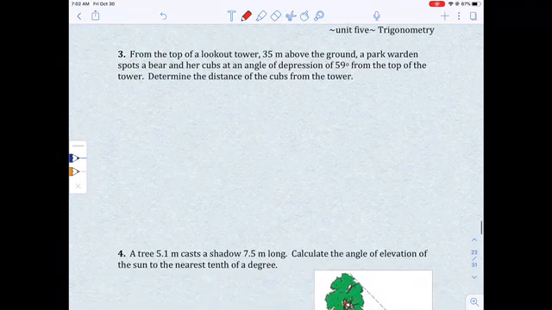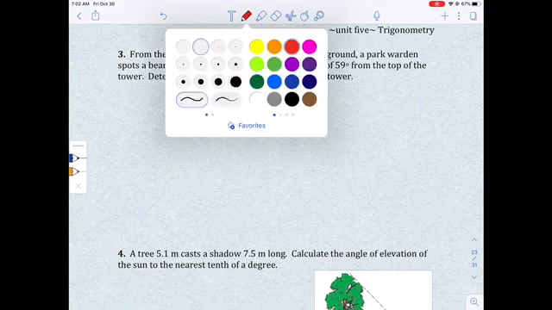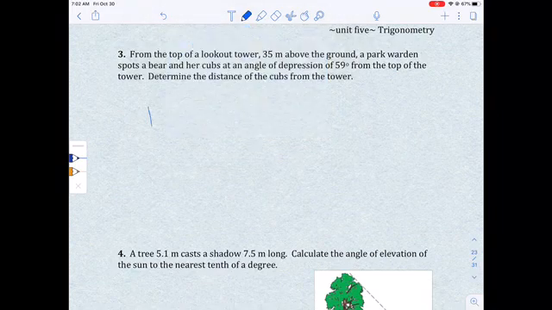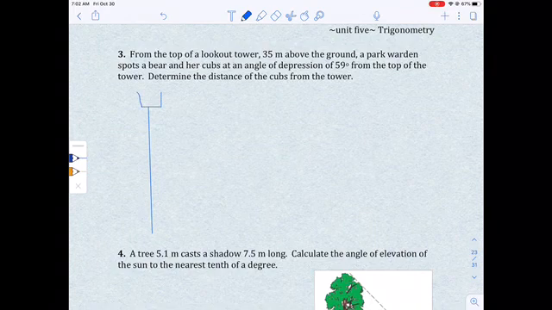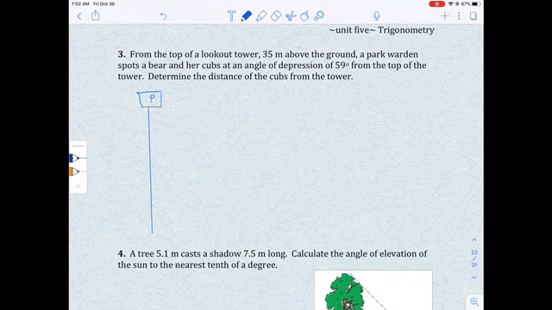Let's skip number 2 for a second and go to number 3. This is a good one. From the top of a lookout tower, 35 meters above the ground. So here's a lookout tower, and there's some person at the top of this tower, we can presume. And there's a park warden, and apparently she has one leg and very little hair. She spots some cubs at an angle of depression from the top of the tower.